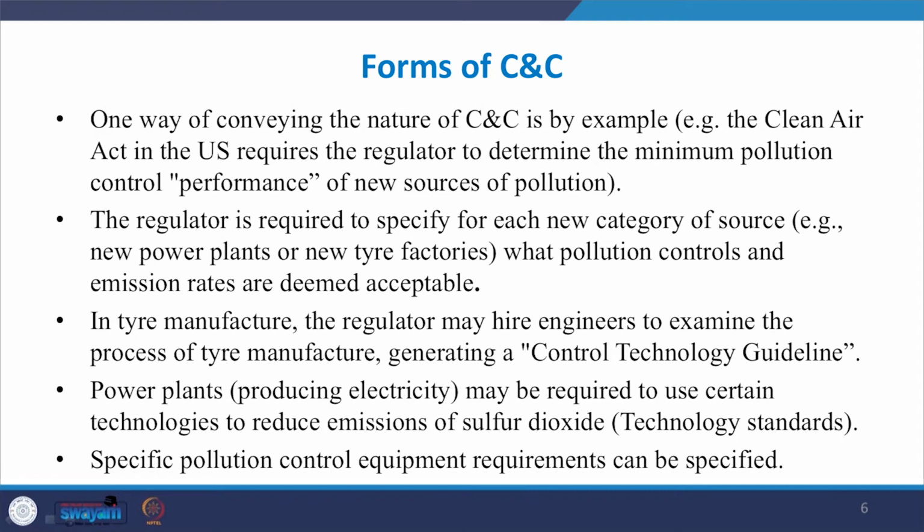Similarly, in a power plant, a regulator can also see the specific technologies being used to produce the output, so that the emission level can be determined, like sulfur dioxide. So, in that case a technology standard can be set. So, this is one form of environmental regulation, technology standards. A technology standard can be set by the government in different factories which are polluting in nature, whether it is a tire manufacturing firm or a power plant generating energy, or cement or steel or tannery or refinery, etc. So, specific pollution control equipment requirements can be specified in this context.